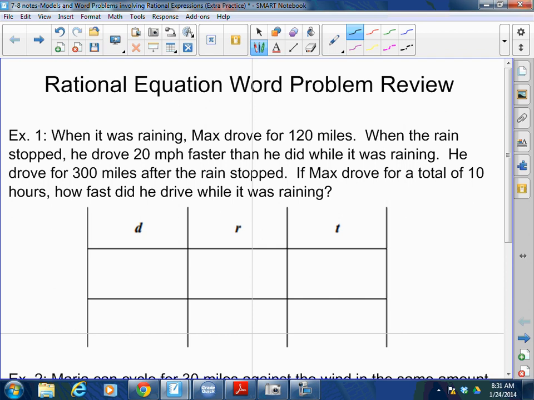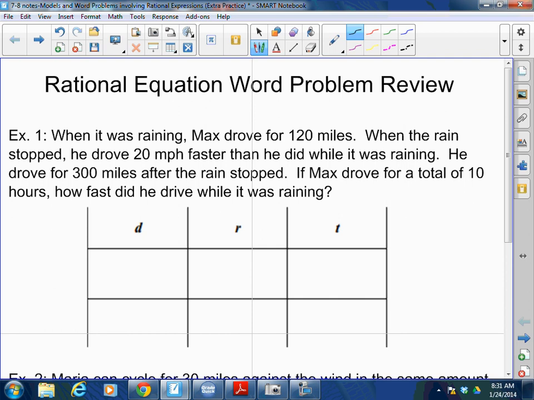When it was raining, Max drove for 120 miles. When the rain stopped, he drove 20 miles per hour faster than he did while it was raining. He drove for 300 miles after the rain stopped. If Max drove for a total of 10 hours, how fast did he drive while it was raining?